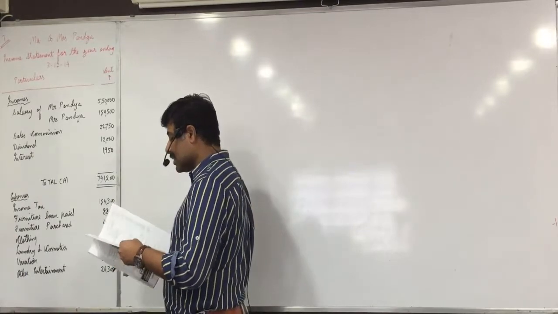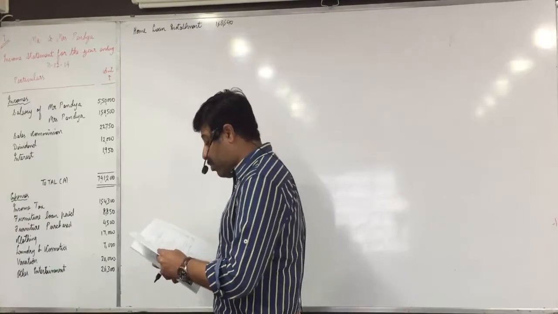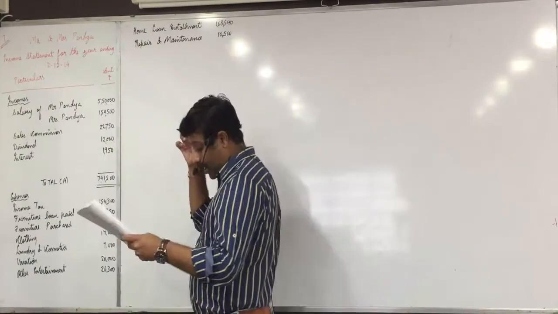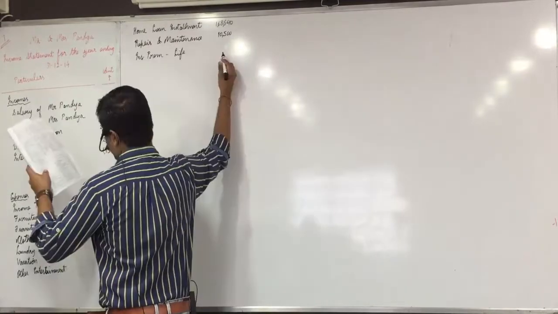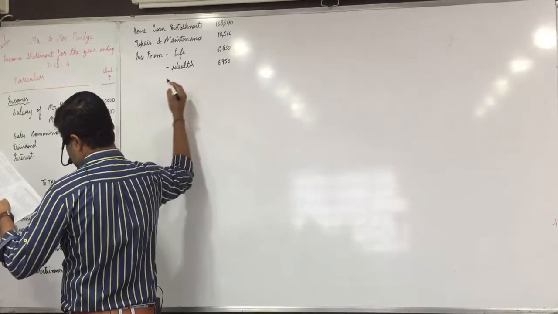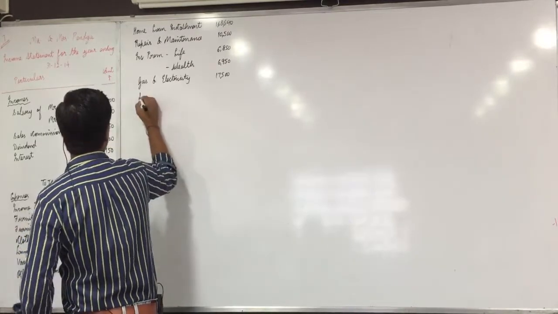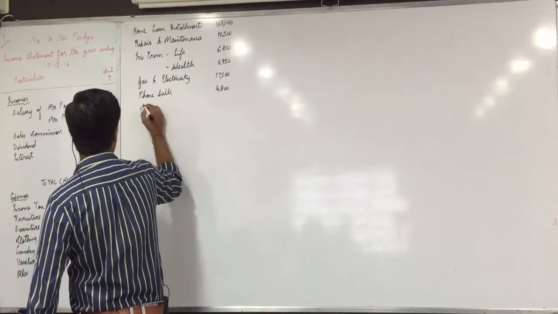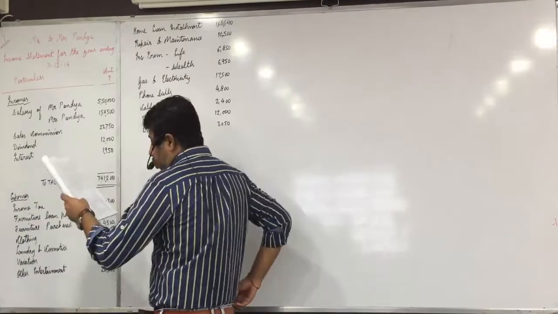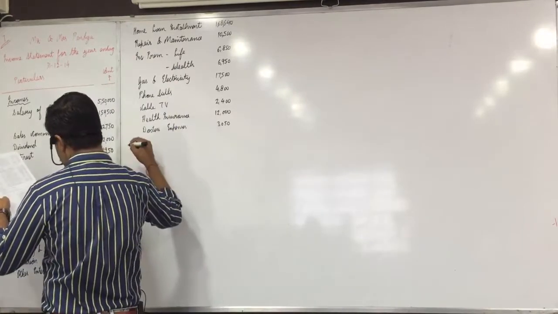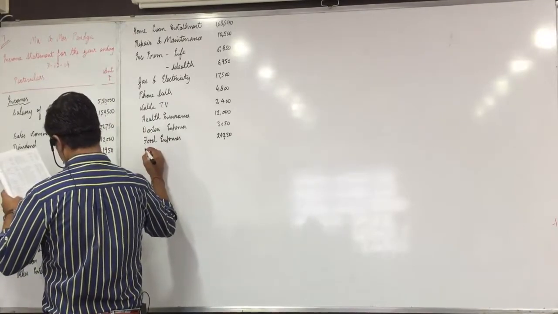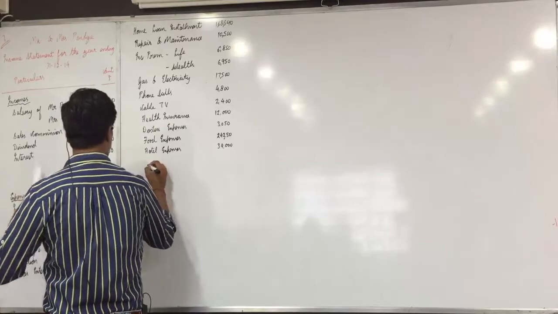Home loan installment 168,640. Repair and maintenance 10,500. Insurance premium paid of life 6,850. Well, 6,950. Gas and electricity 17,500. Phone bills 4,800. Cable TV 2,400. Health insurance 12,000. Doctor's expenses 3,050. Food expenses 24,250. Hotel expenses 34,000. Auto loan installment 25,200.